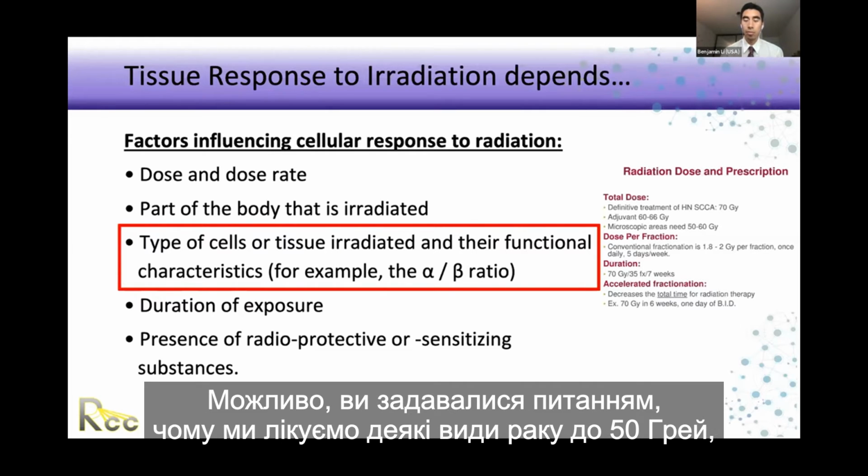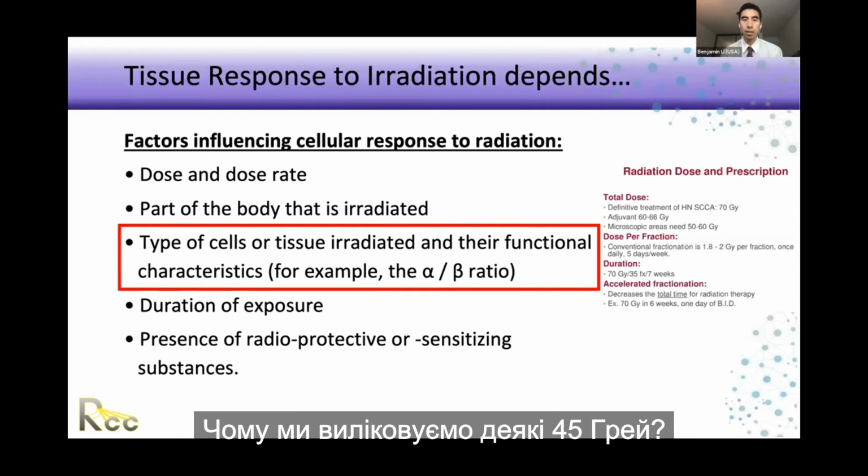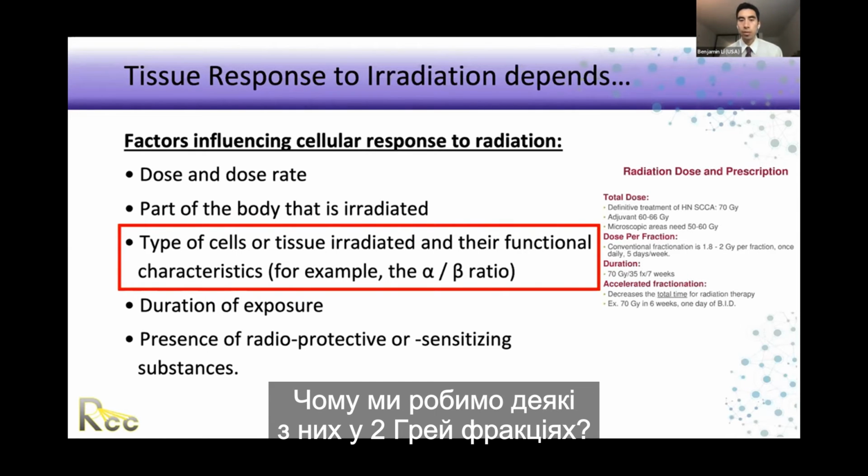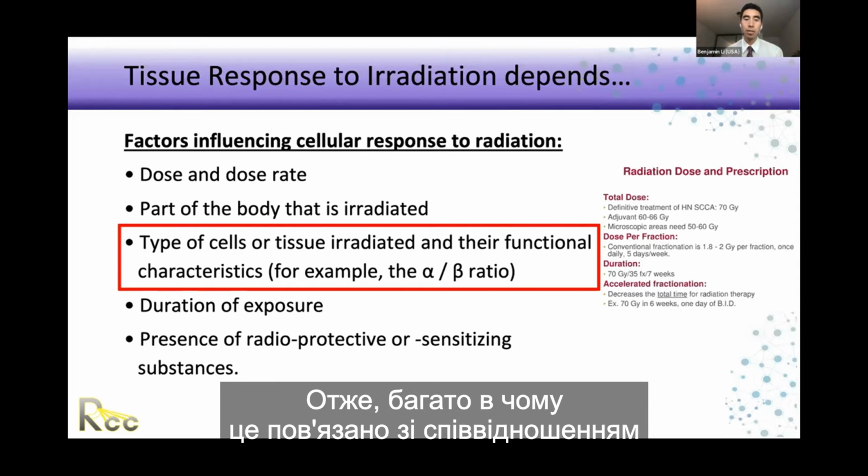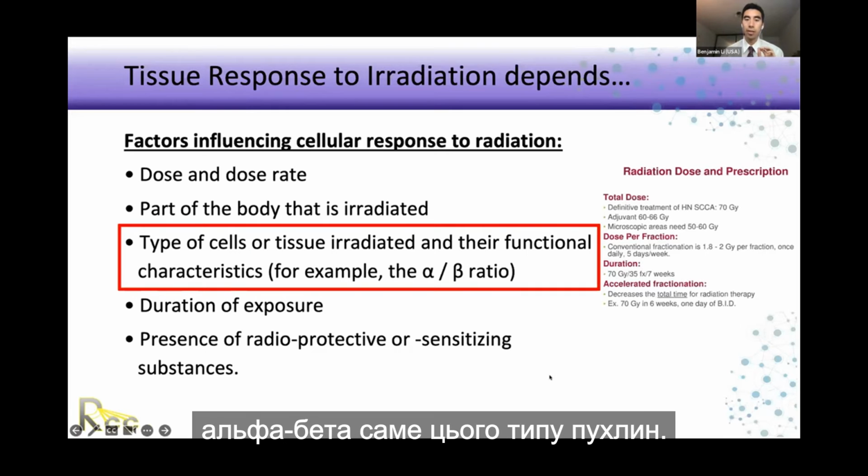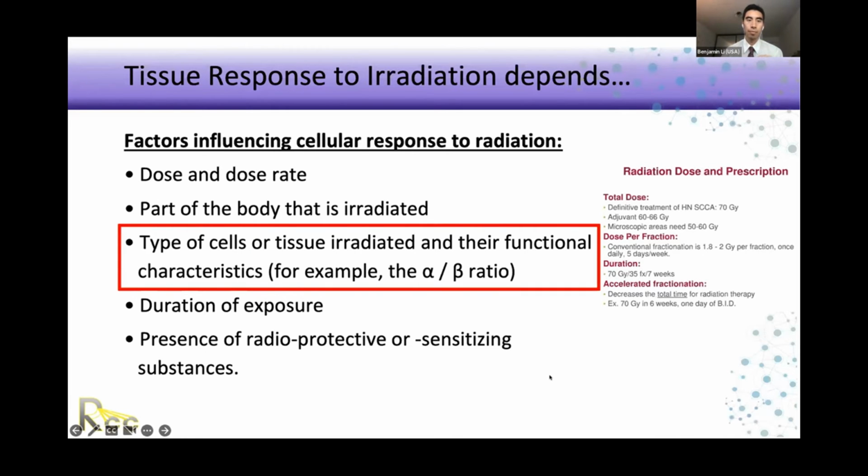So you may have wondered, why are we treating some cancers to 50 gray? Why are we doing some to 70 gray? Why are we doing some to 45? Why are we doing some in 2 gray fractions? Why are we doing some in 5 gray fractions? So a lot of this has to do with the alpha beta ratio of that particular kind of tumor.